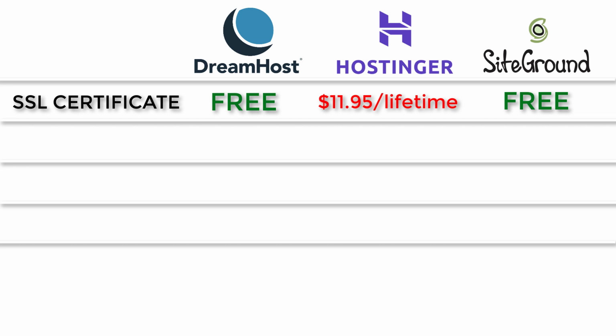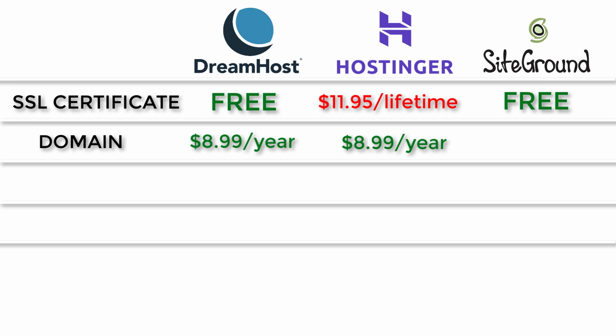You also have to take into consideration how much the companies charge for domains. This is basically the name of your website, such as allmysoftware.com. The domain inside DreamHost costs $8.99 per year, Hostinger also charges $8.99 per year, and the domain's price inside SiteGround is $15.95 per year. Those are the essential things you will need for your website.